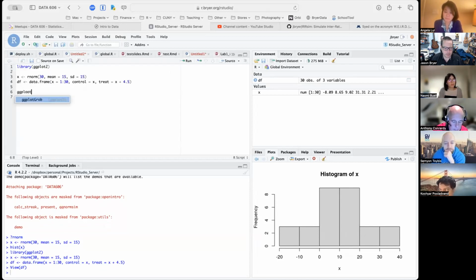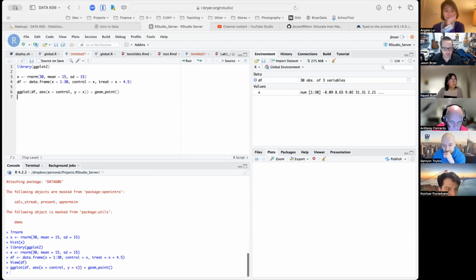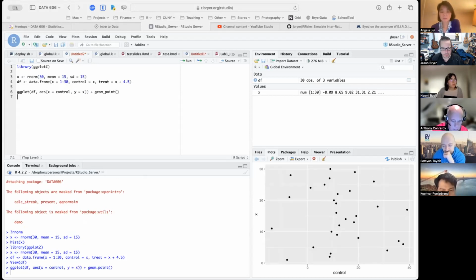So this is what I did. I could do ggplot now on the data frame. I could say X equals X. No, I'm sorry. X equals control. Let's start here. And then Y equals X. And I could do geom_point, right? So that's where I started.